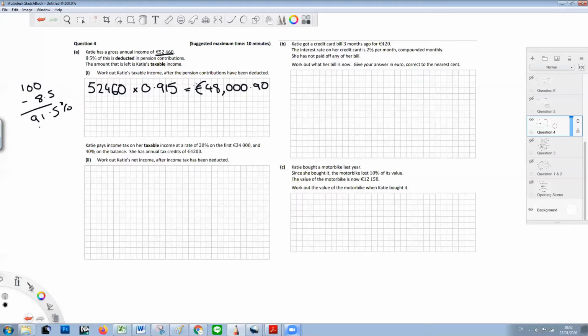That's it. Katie pays income tax on her taxable income at a rate of 20% on the first 34,000 and 40% on the balance. She has annual tax credits of 4,200. So we need to find out how much she's actually taxed on each of these amounts. So she's getting taxed 20% on the first 34,000. So we multiply 34,000 by 0.2. And that figure is going to be 6,800.